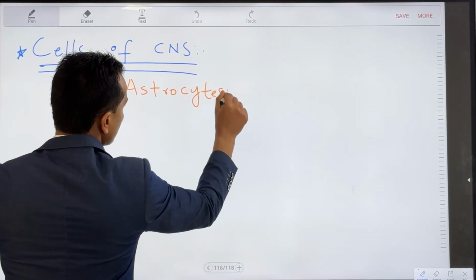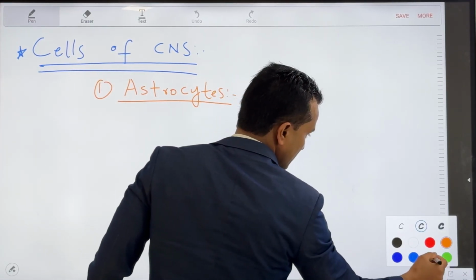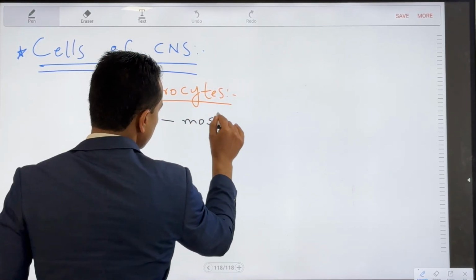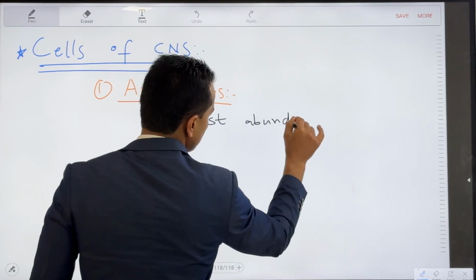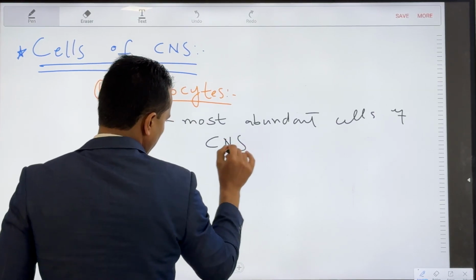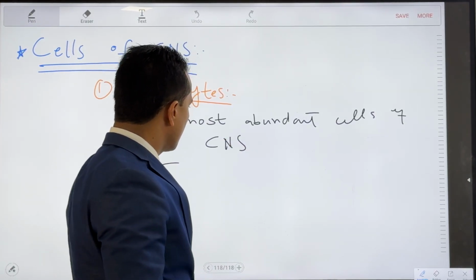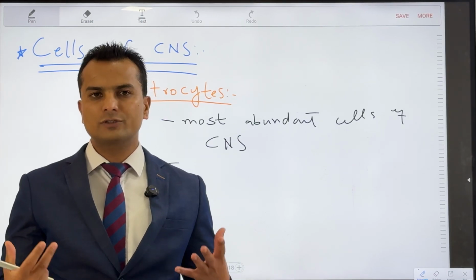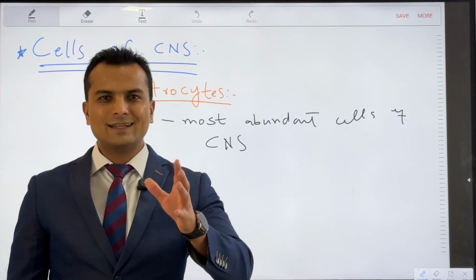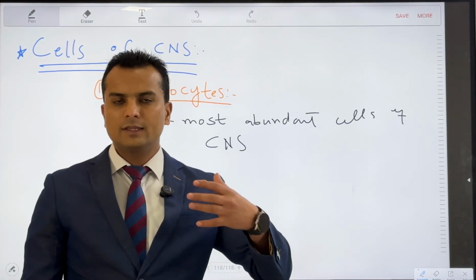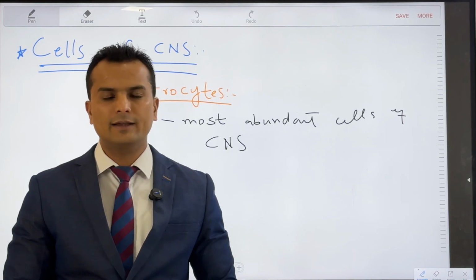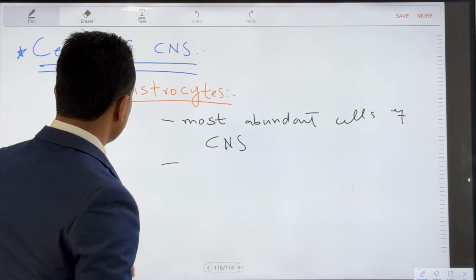Astrocytes are the most abundant cells of the central nervous system. These astrocytes give physical support to your central nervous system, the brain and spinal cord, and they also remove extra neurotransmitters in the central nervous system. They also help in formation of the blood brain barrier. So these are the most abundant and very important glial cells of your central nervous system.